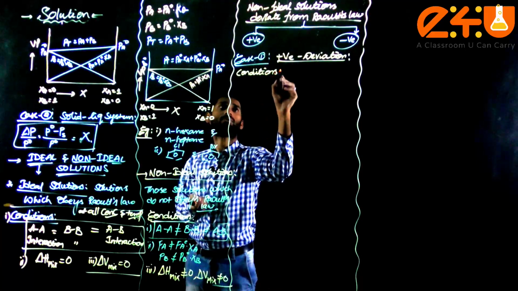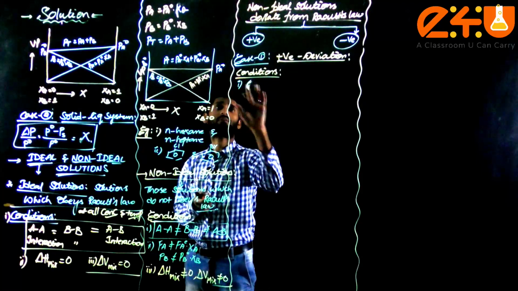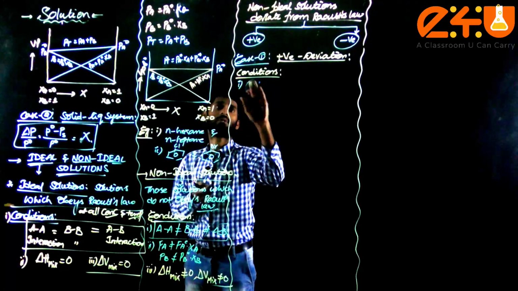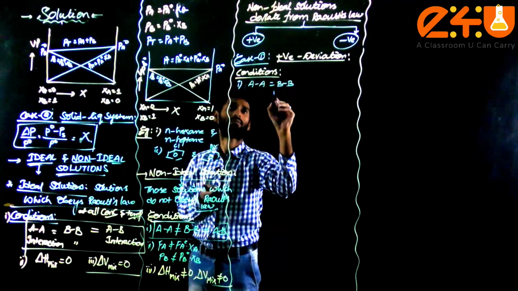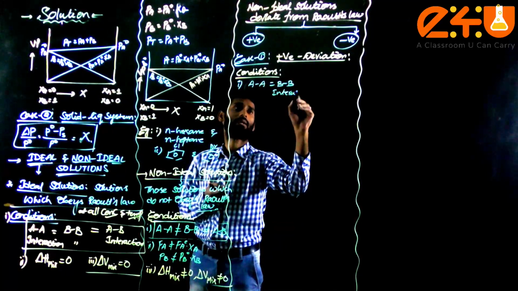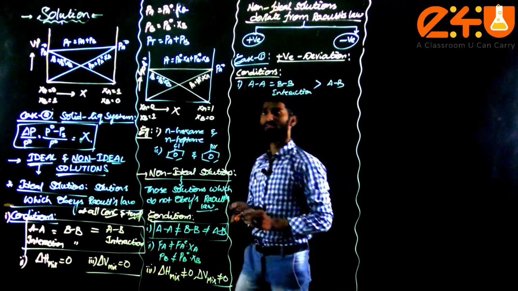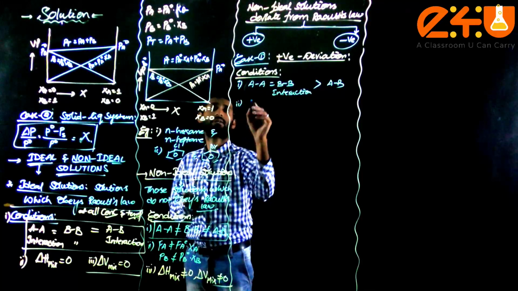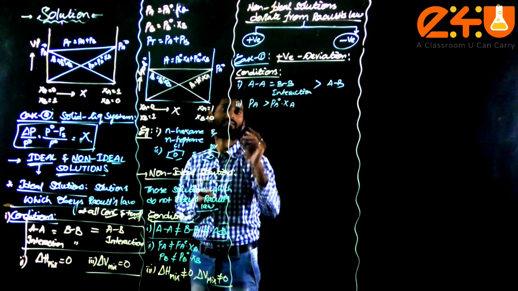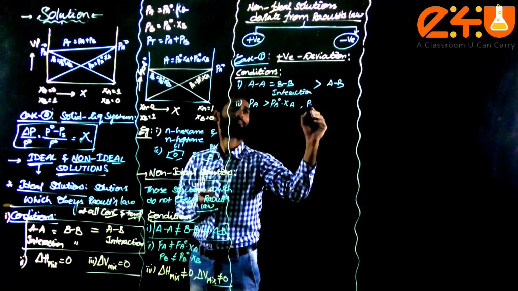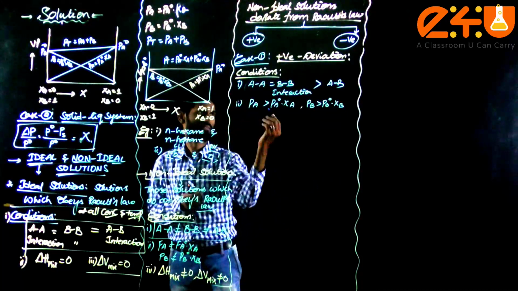The first condition: first of all, the interaction. AA interaction as well as BB interaction is greater than AB interaction. This is the first condition. And the second condition: PA is greater than PA naught into XA, and PB is greater than PB naught into XB. This is the second condition.